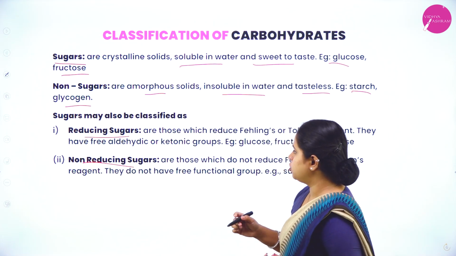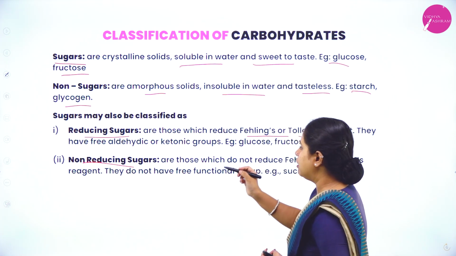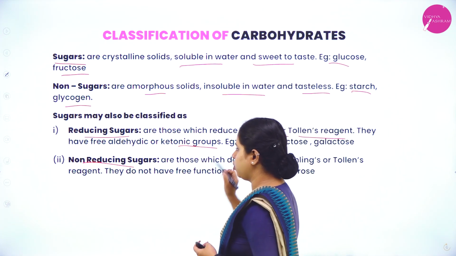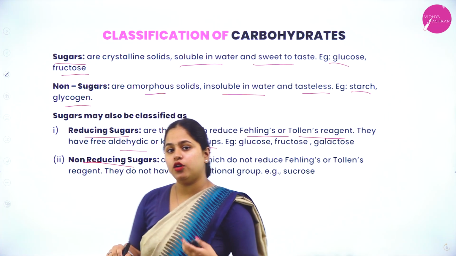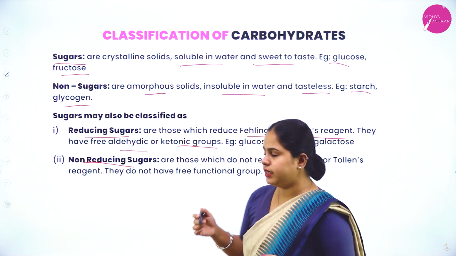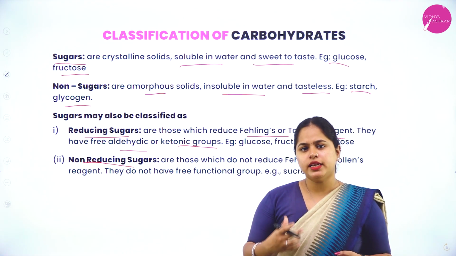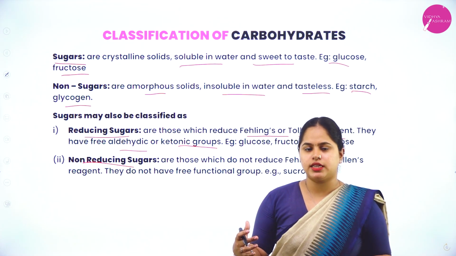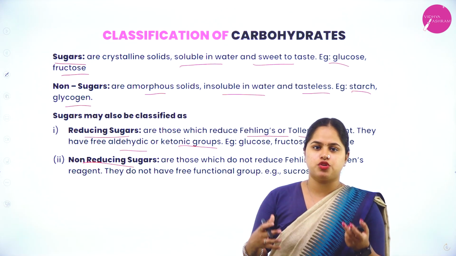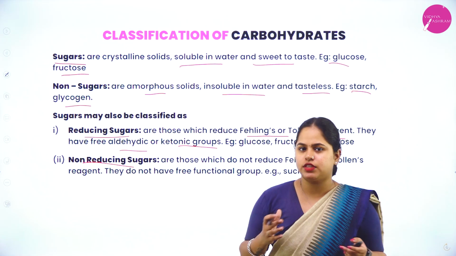Now what is reducing sugar? These are those which reduce Fehling's or Tollens reagent. They have a free aldehydic or ketonic group. Okay, they have a free aldehyde or ketone group because of which it can undergo reduction in the presence of Fehling's or Tollens reagent. So in the aldehydes, ketones and carboxylic acids chapter, we have studied the tests to distinguish aldehydes and ketones, that is Fehling's test and Tollens test. In detail, we have discussed it there.